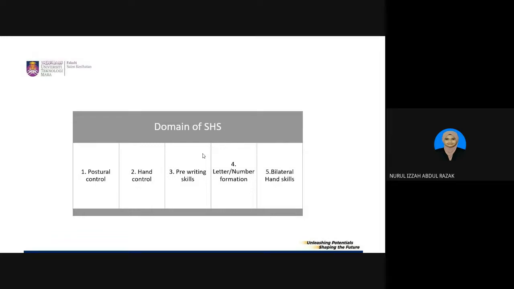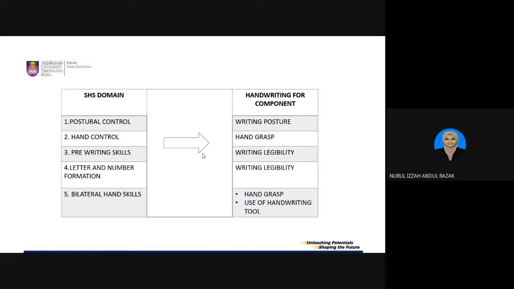Okay, these are the domains of SHS. The first one is postural control, the second is hand control, the third one is pre-writing skills. The next ones are letter and number formation, and also bilateral hand skills. Okay, this slide shows the similarity of the domains with the handwriting frame of reference that we saw earlier.